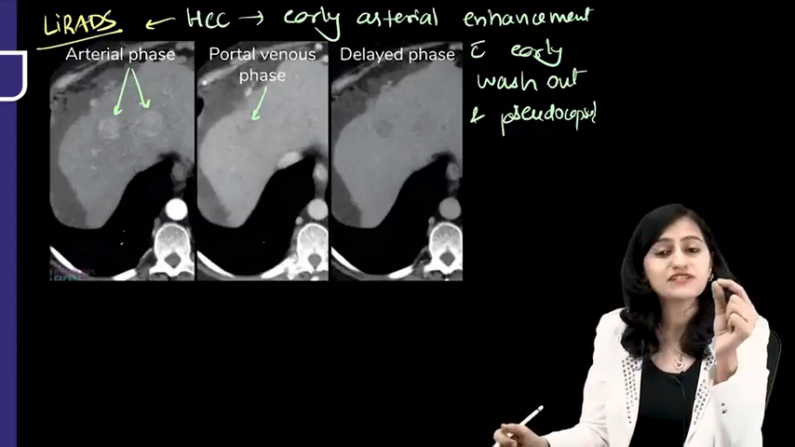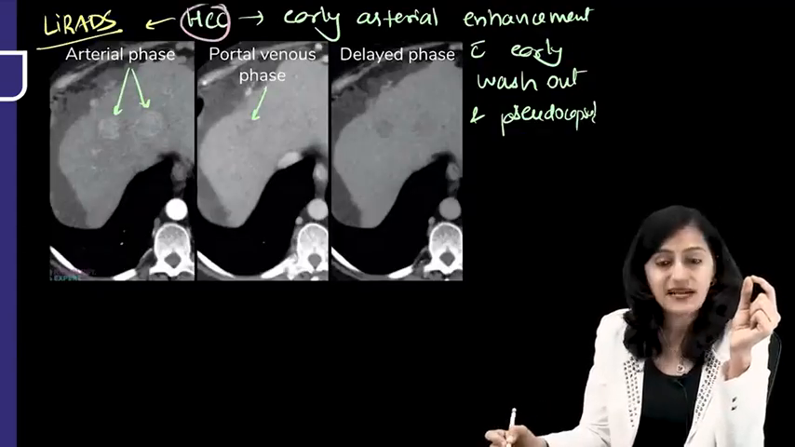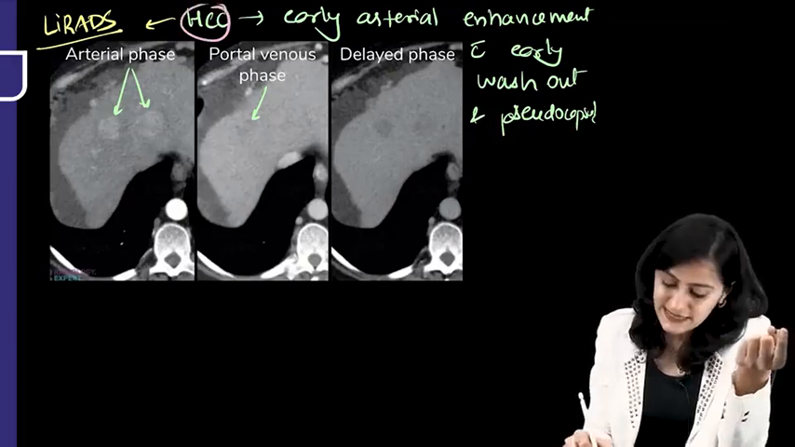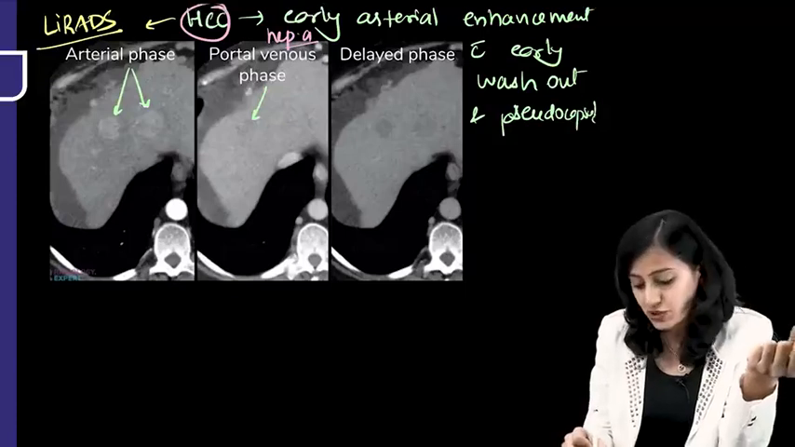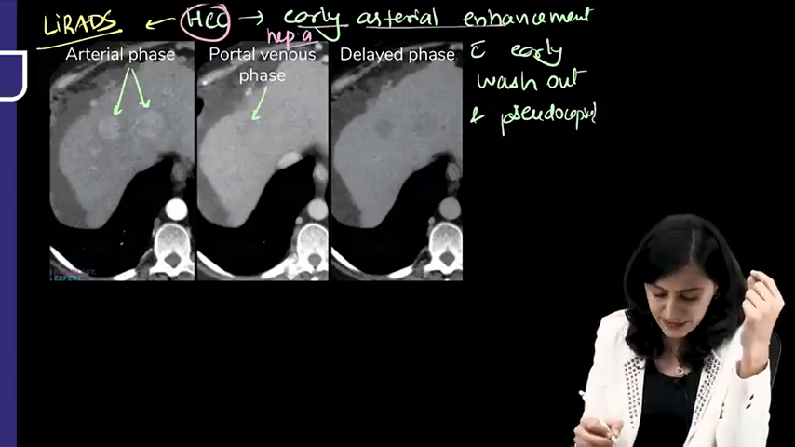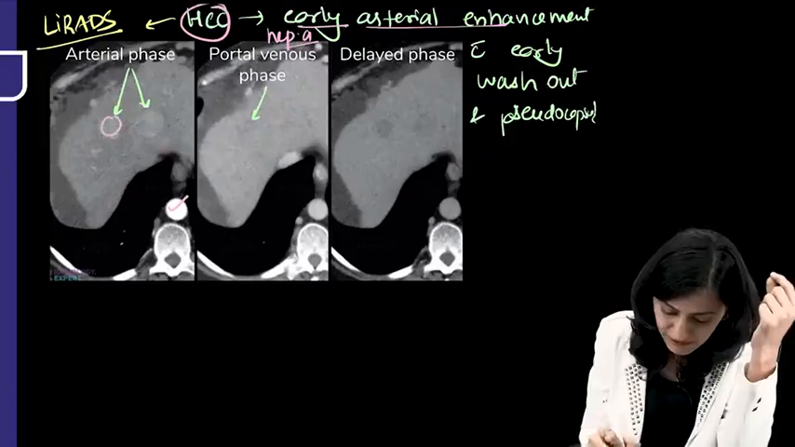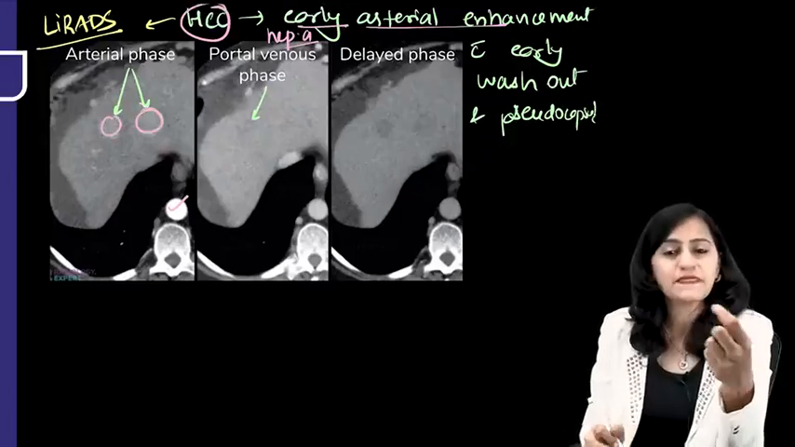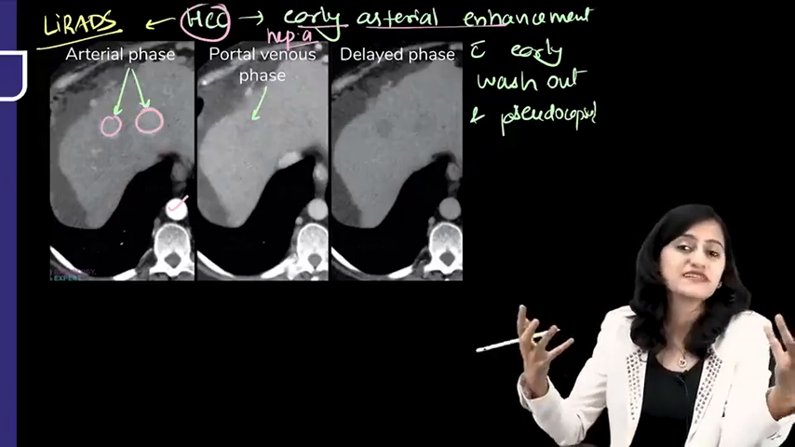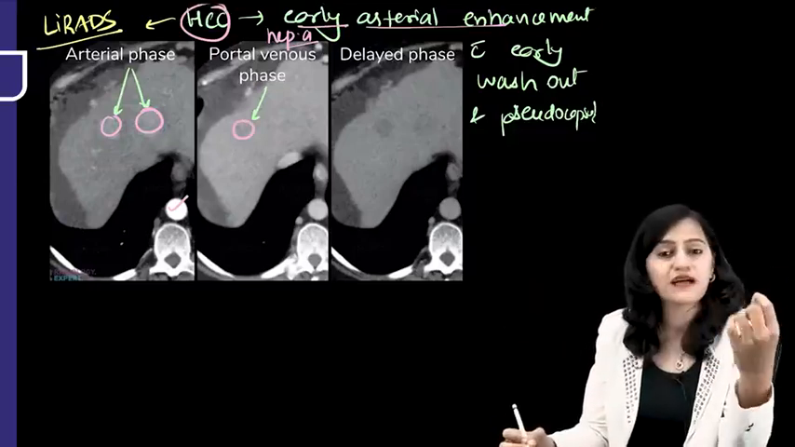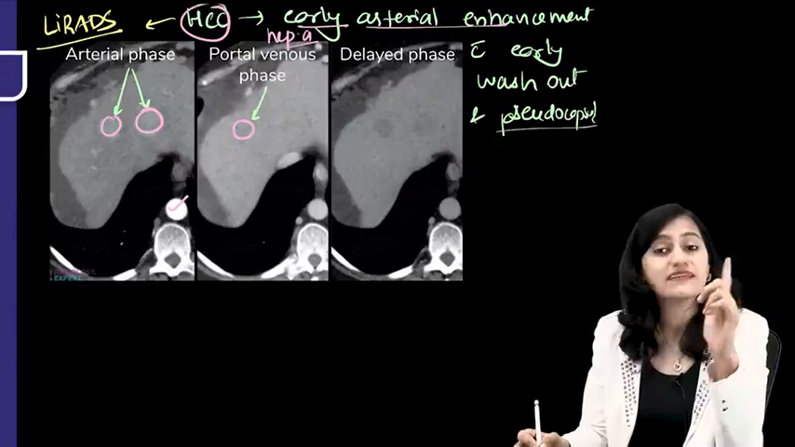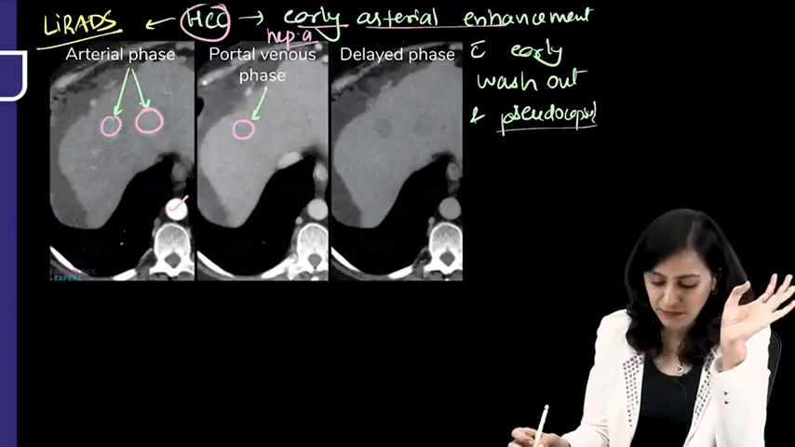What are the classical features of HCC? The hepatocellular carcinoma is supplied by the hepatic artery and not the portal vein, so it shows early arterial enhancement. In the early arterial phase, they show the enhancement. When the rest of the liver starts enhancing, they show the washout, so they appear hypodense, and then in the delayed phase they can give a pseudo capsule appearance.